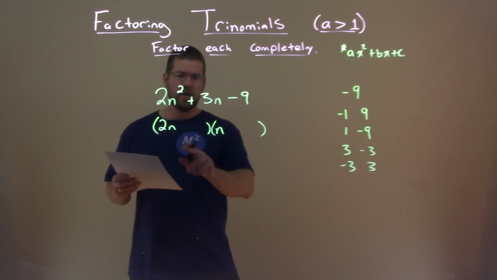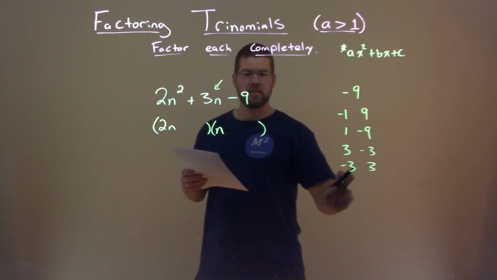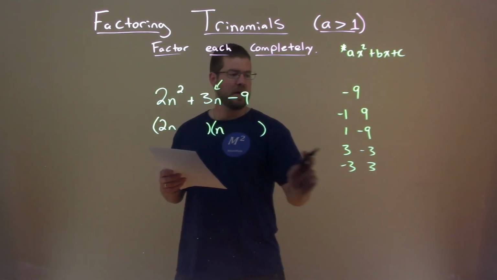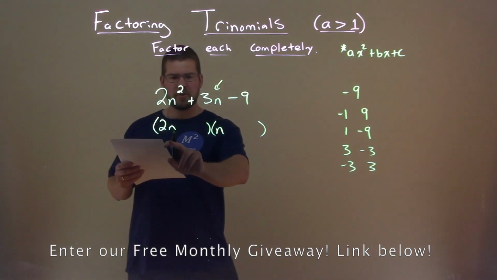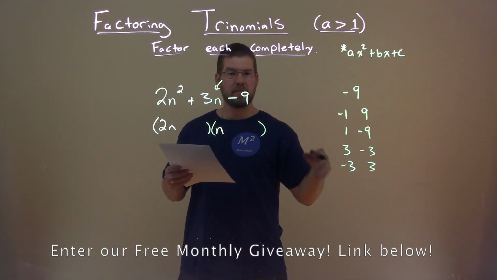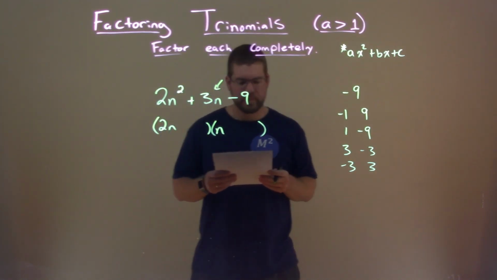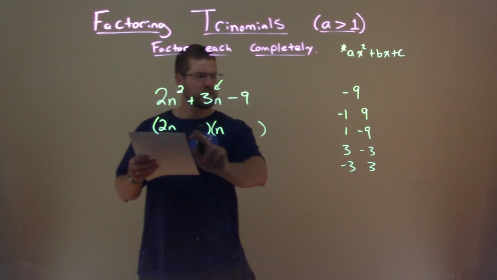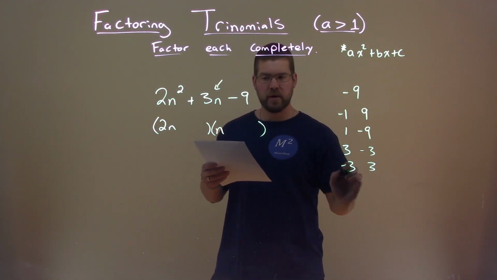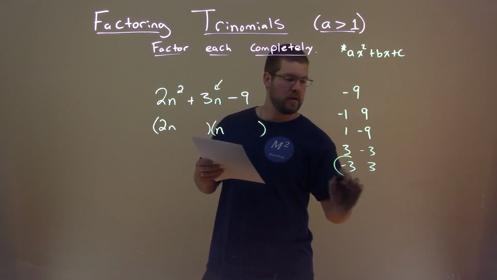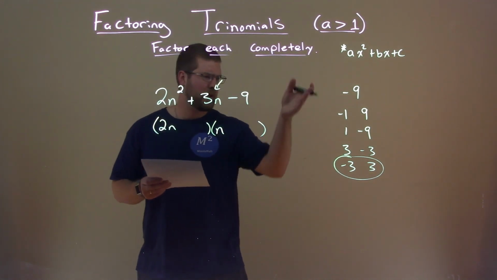Now we have to find out what 2 times one of these numbers, plus 1, the coefficient in front of this n, times the other number, gets us a positive 3. All right, so 2 times one of these numbers plus the other number gives us a positive 3. Well, 2 times 3 is 6. Subtract 3, and we get a positive 3. And so when I'm going through that, I'm looking for that. And the more you do it, you'll get better at recognizing that.